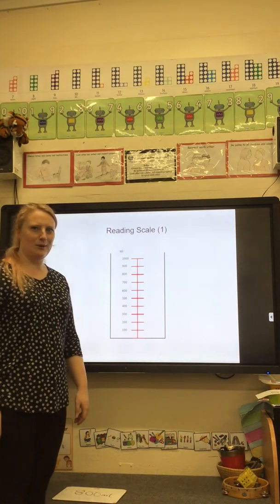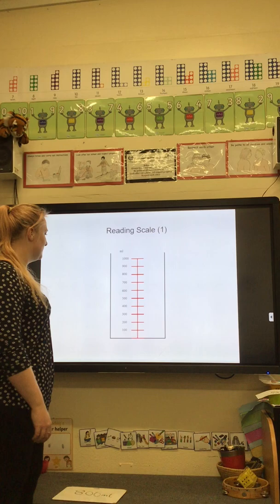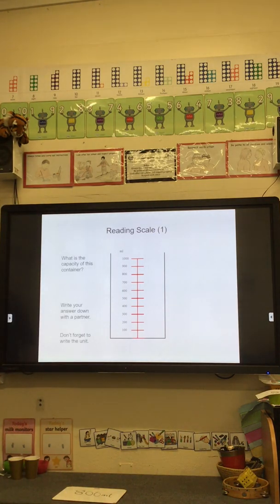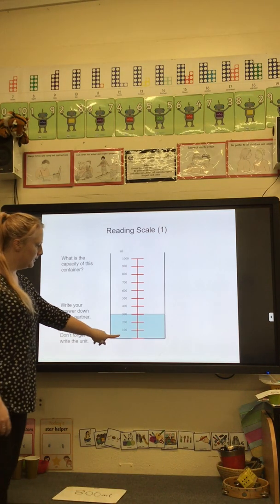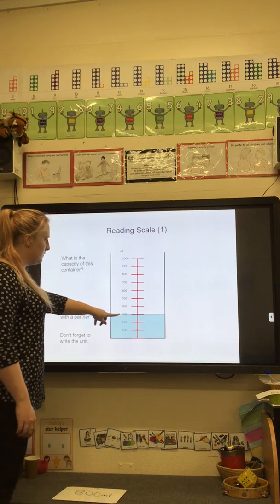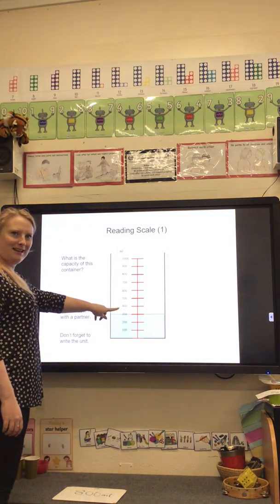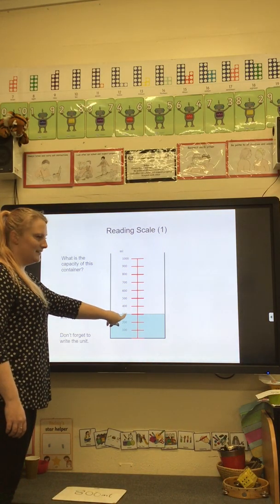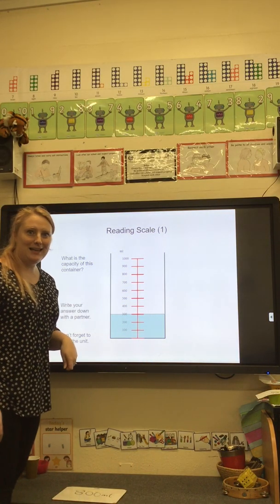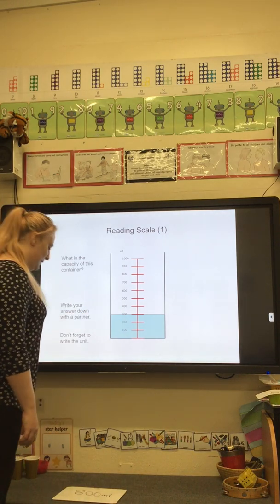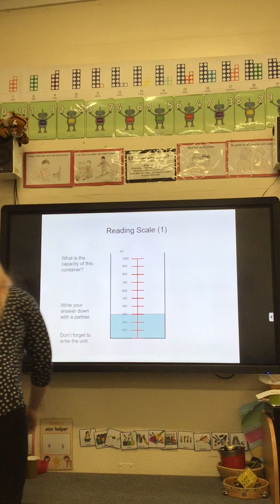So, are we ready for our first measurement? We've got our scale. Let's see how much liquid is going in. What does our line come up to read this scale? Can anyone tell me? 300. Don't forget to add millilitres. So 300 millilitres. Well done.